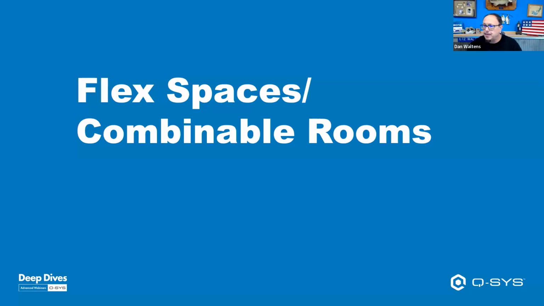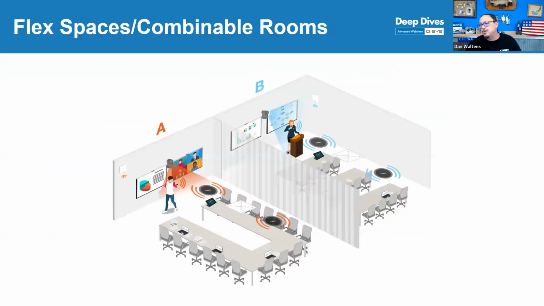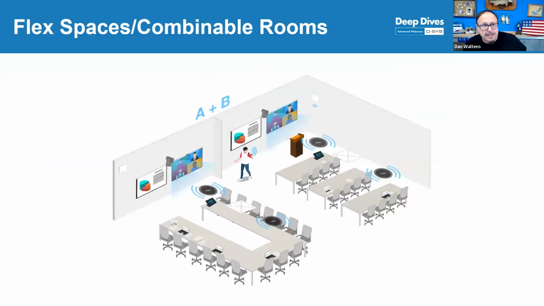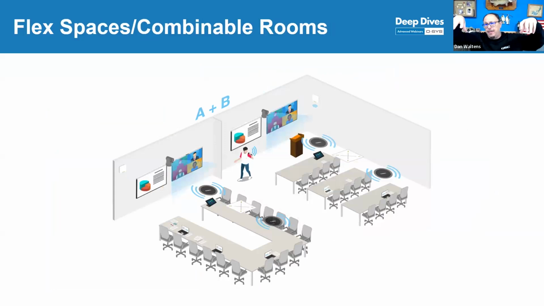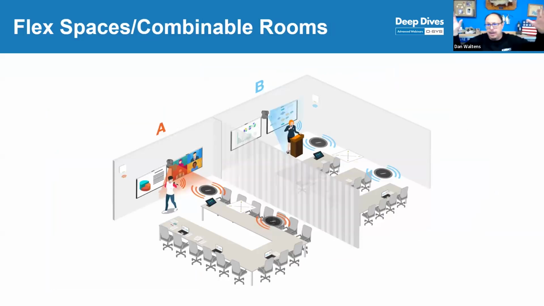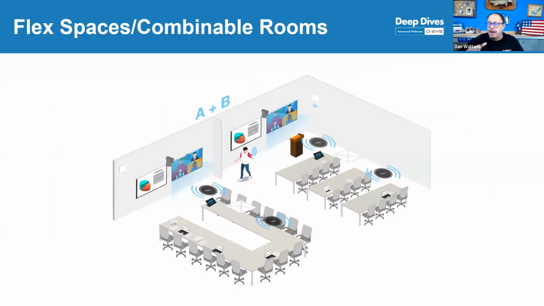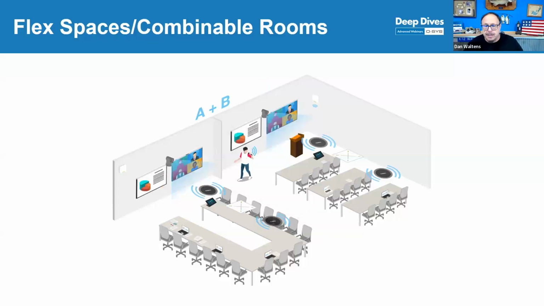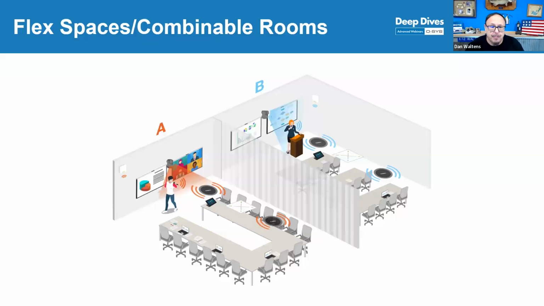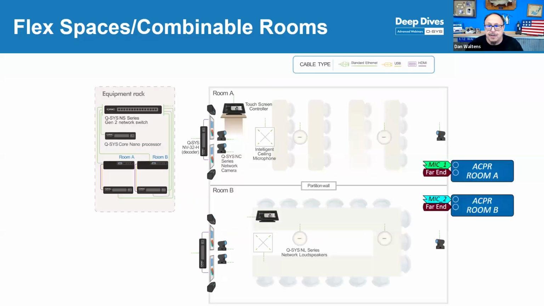So when we start talking about flex spaces and combinable rooms, one of the cool features with the ACPR plugin is we can have a plugin in the design set up to do the A side of the room and the B side of the room. And then when the wall is open and it's combined, we can disable the 2 other plugins and have a third one that we enable. You can have multiple different ACPR plugins in a design. And so this is one of the benefits you could get with using that as well. So if you've got a combined space, it works well in there.